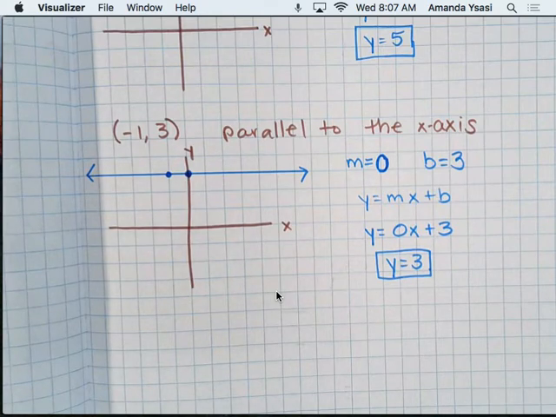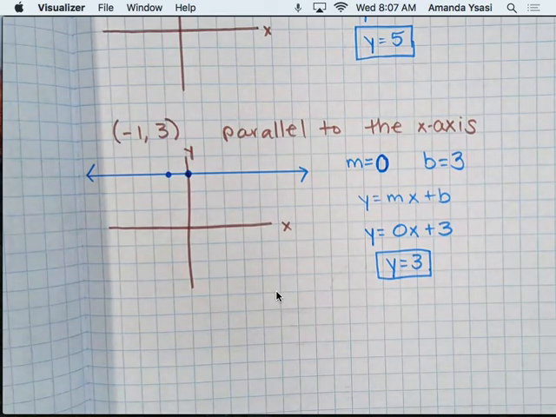Really easy. It seems confusing at first, but once you plot the point and you know which axis it's parallel to, it makes it easy.